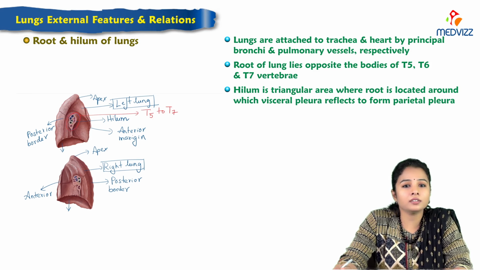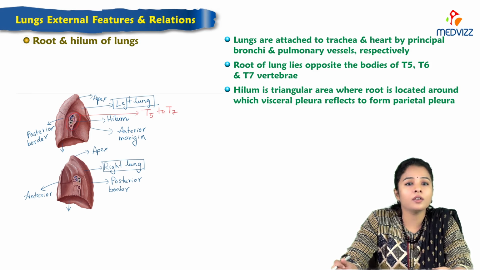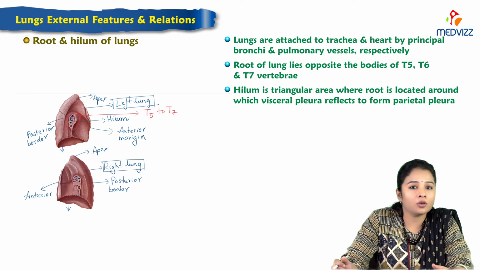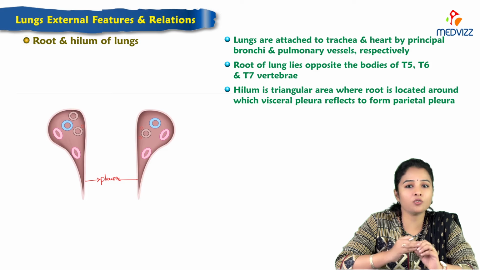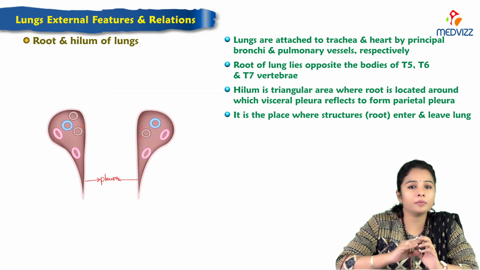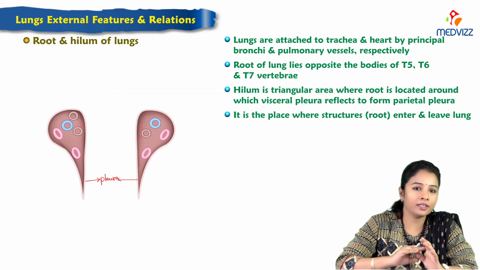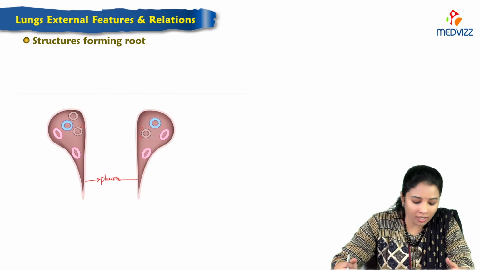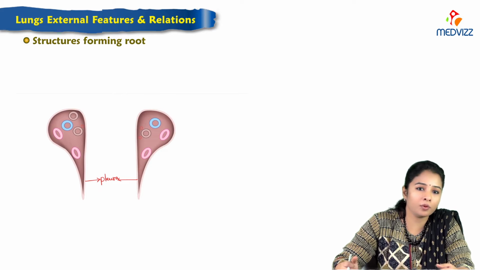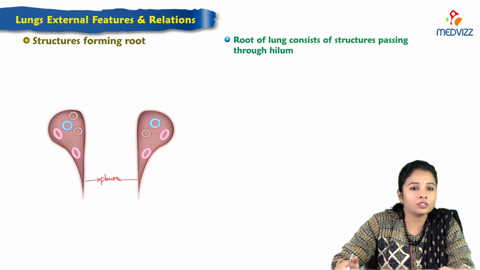The hilum is the triangular area where the root is located, around which the visceral pleura reflects to form the parietal pleura. It is the place where the structures, that is the root, enter and leave the lung. Let's see the structures forming the root of the lung, or the structures present in the hilum of the lung. The root of the lung consists of structures passing through the hilum.